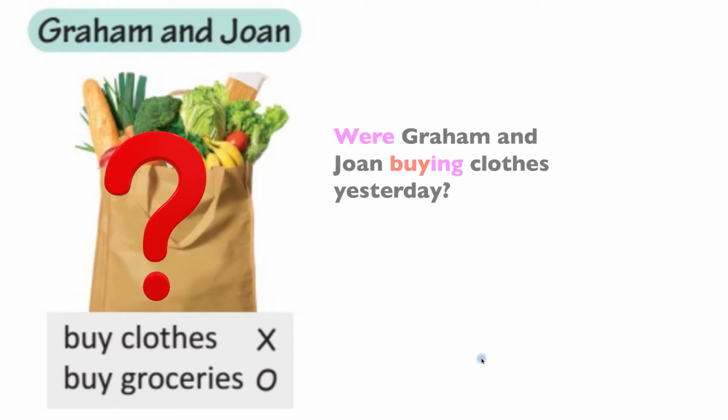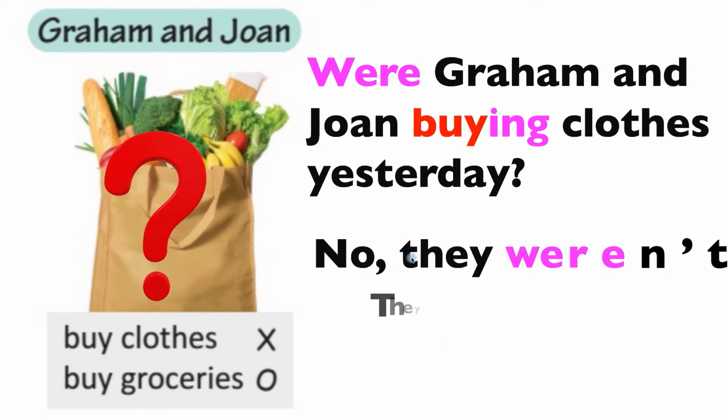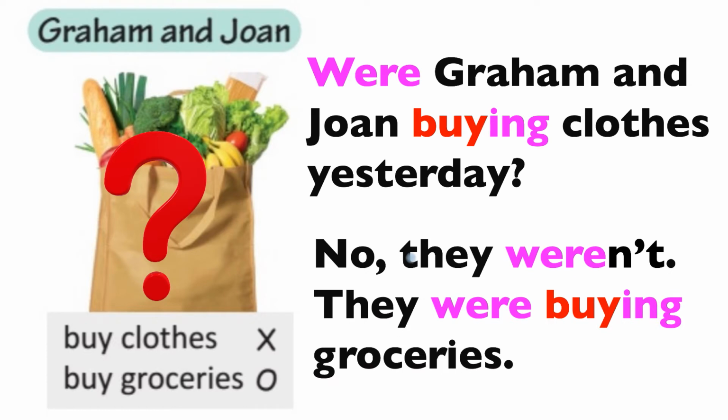Alright, Graham and Joan. So, were Graham and Joan buying clothes yesterday? It's Joanne, isn't it? It's a lady's name. Yes. Not John. Joanne. Did I say John? Yeah. Were Graham and Joanne buying clothes yesterday? No, they weren't. They were buying groceries. Groceries, yes. Shopping for food is your groceries.